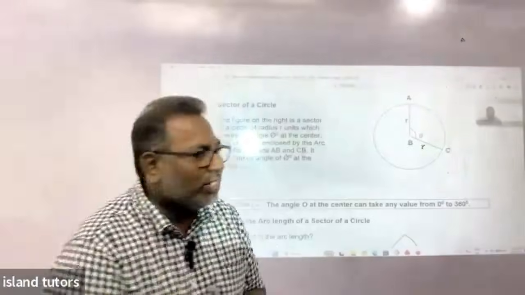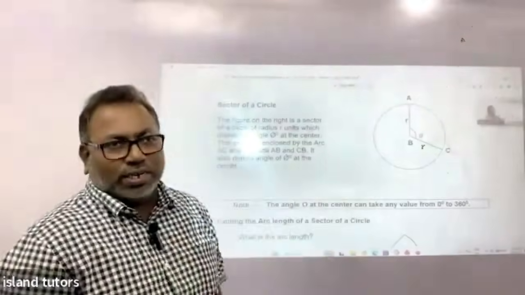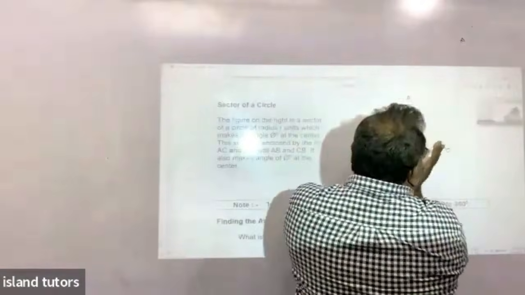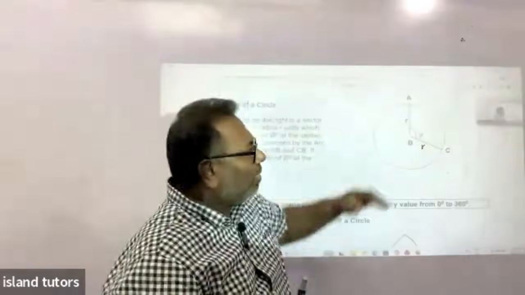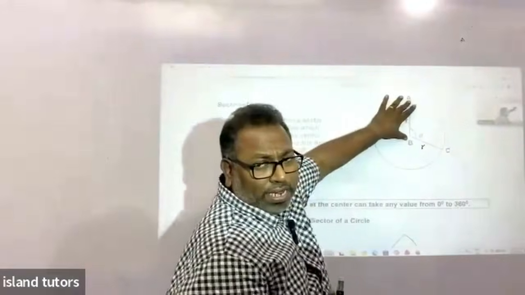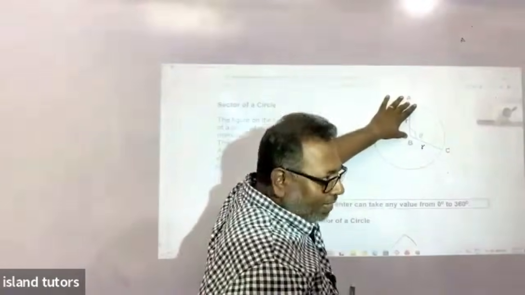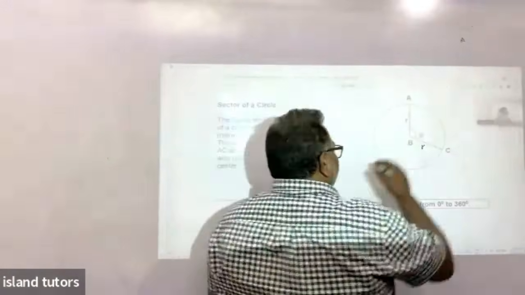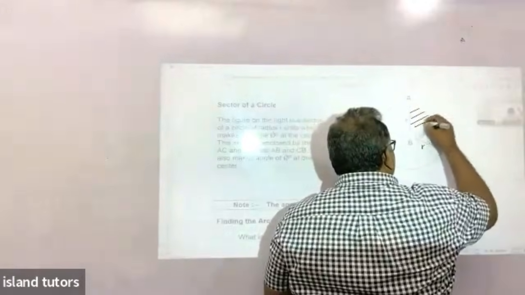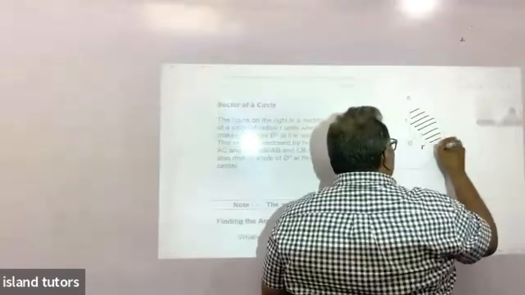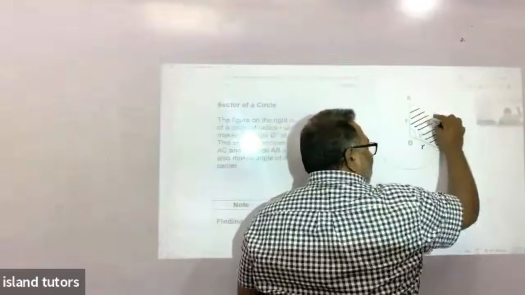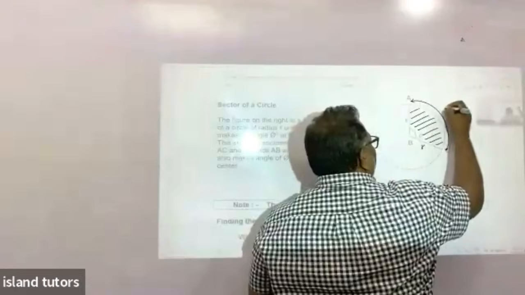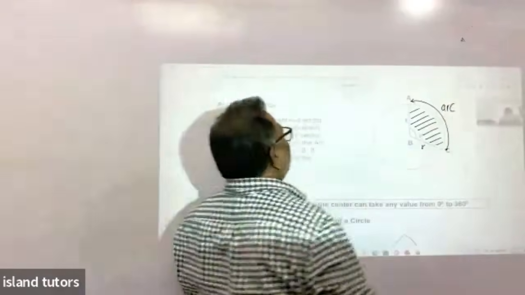What is a sector of a circle? A part of a circle, right? So you're going to take this whole circle and take a part of it. How do you get that part? You get it by drawing a radius, and you take another radius over here, and this area that is bound by the two radii, and this we call the arc of your sector.